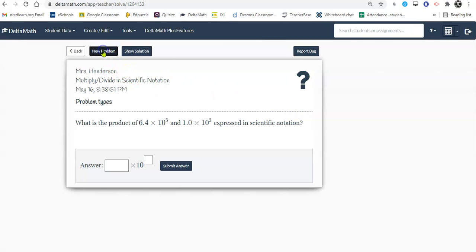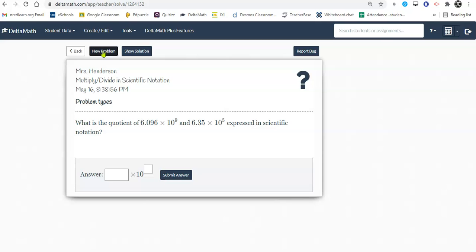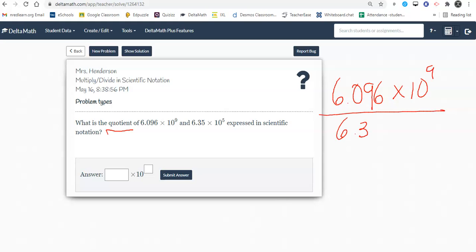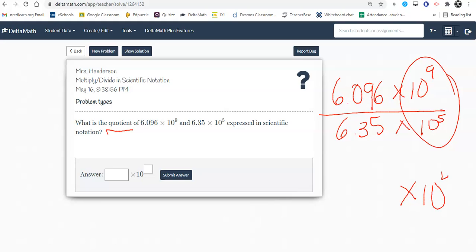Let's try this one more time. Sometimes you'll get a question that asks for a product, and sometimes you'll get a question that asks for a quotient, like this one. A quotient is a division problem. Again, you will use your calculator for the coefficients, but you can just use mental math for the exponents. But because division is getting smaller, we're going to subtract these powers. So 10 to the 4th will be my exponent.